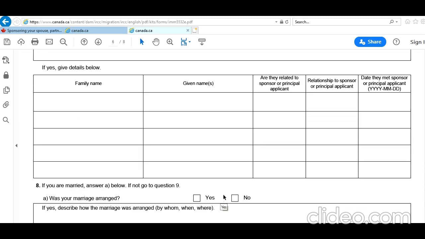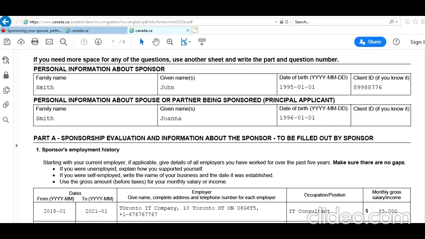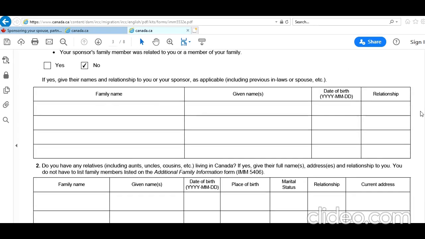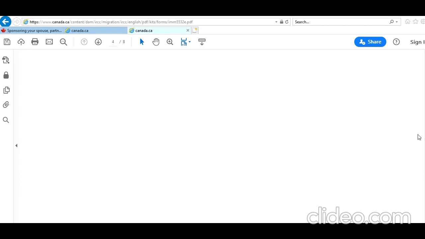Like here you can provide more information, and on the top itself they have written that if you want to give more information, more space for any question, use another sheet. So now you have ample opportunity to provide that info.